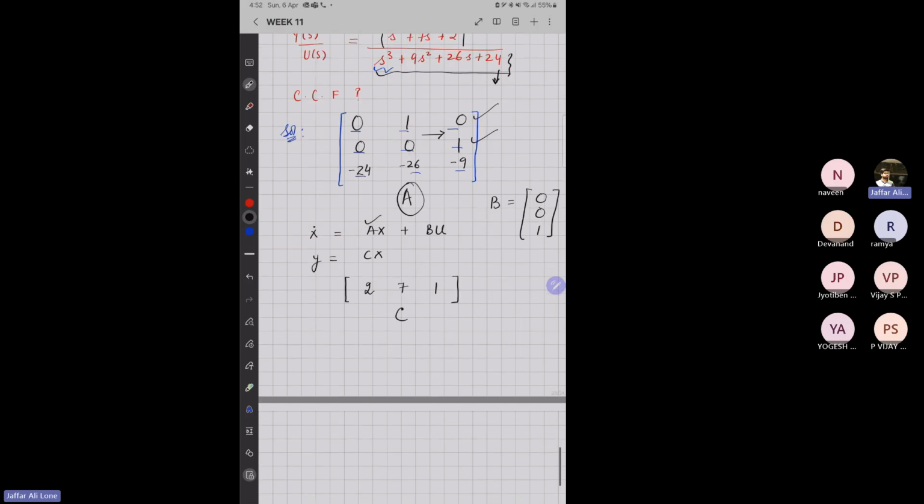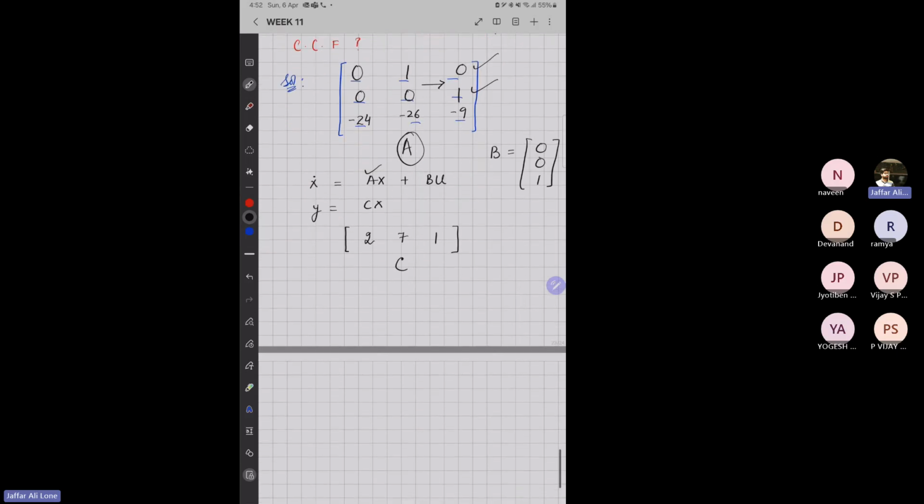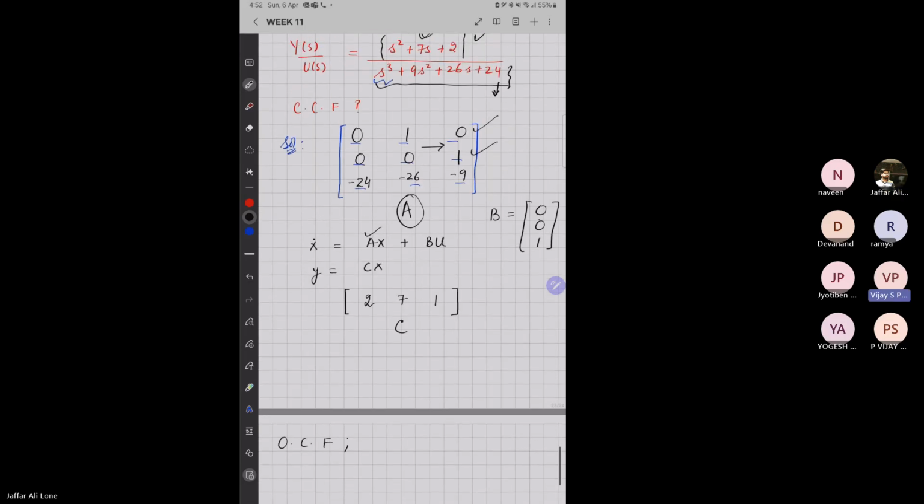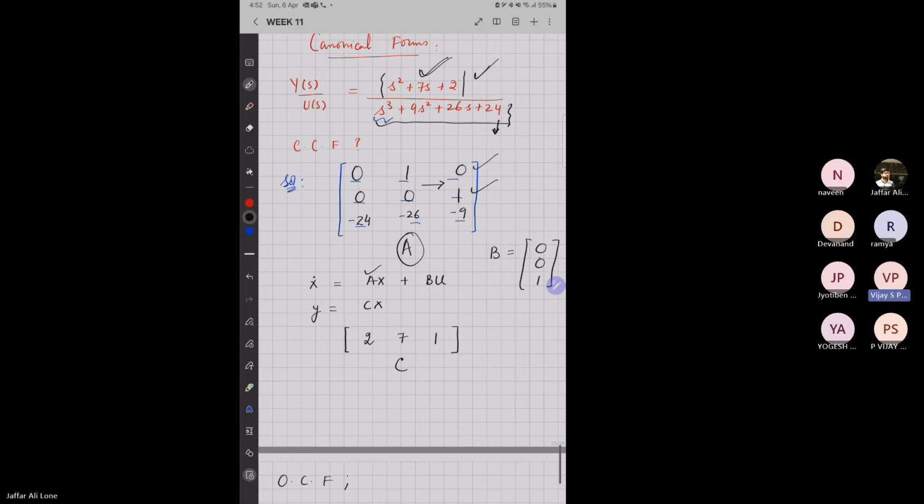Now, how should you write the observable canonical form? Sir, when there is a constant in the numerator, what will be the C matrix, sir?